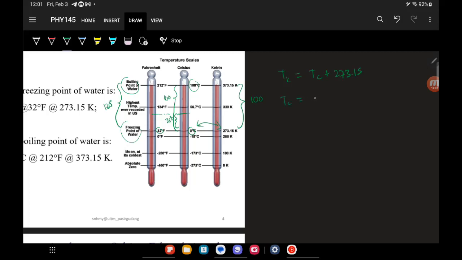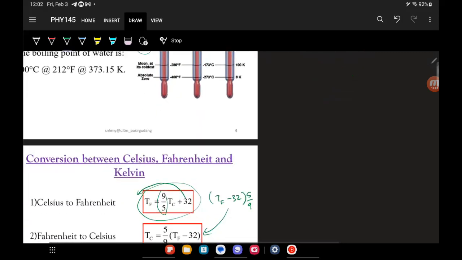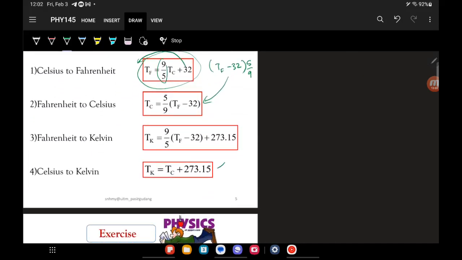TC will be equivalent to TK, which is the Kelvin temperature, minus 273. Then you can simply look at this. Whenever we have 0 degrees Celsius, the temperature in Kelvin is 273. If we apply 273 minus 273, obviously it's going to give you 0, which is what we expected. You can also try other temperatures to see whether it is right, and we're also going to get the same.